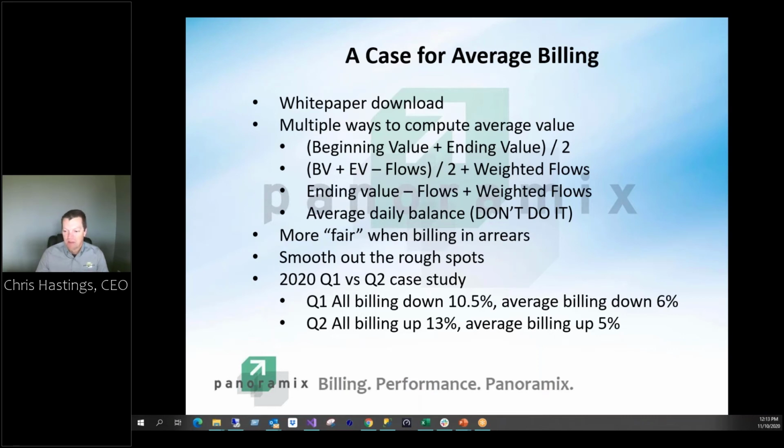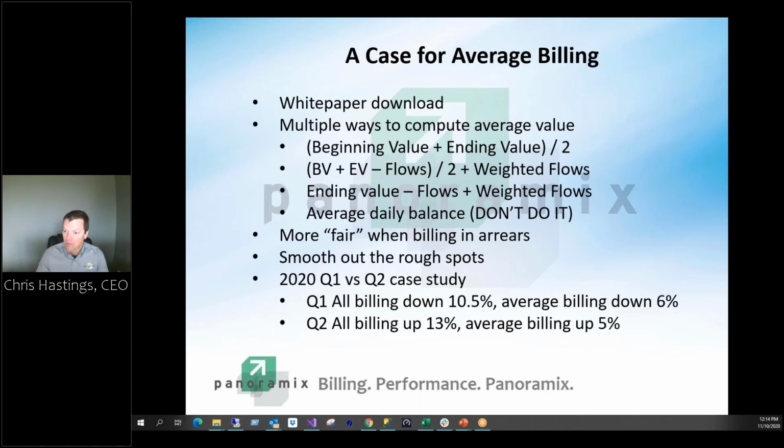The other method, as we said, is the dreaded average daily balance, and that's evil. Just don't use it. But not only will an average balance be more fair, it smooths out the peaks and valleys of a volatile market. If you look at 2020, in Q1, advisors had a rough time there. And at Panoramics, billing was down 10.5%. So our billing for Q1 of 2020 was down 10.5% over what it was at the end of 2019.